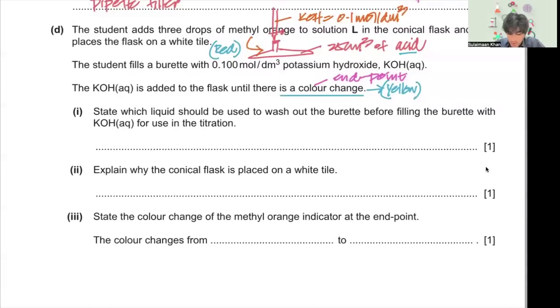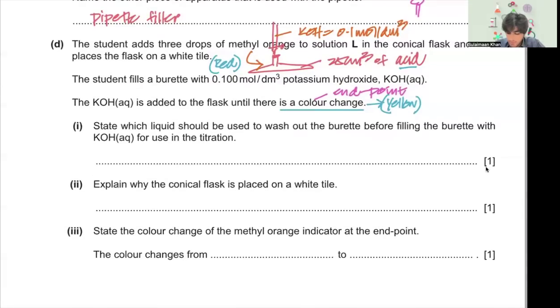State which liquid should be used to wash out the burette before filling the burette with KOH for use in titration. What should be used? A lot of students are saying distilled water, and you guys are wrong. And if you still don't know this, watch the video. Why the acid? The burette has KOH in it. Why would you wash it with the acid? So you wash it with potassium hydroxide.